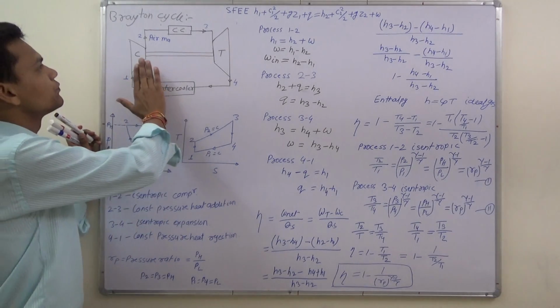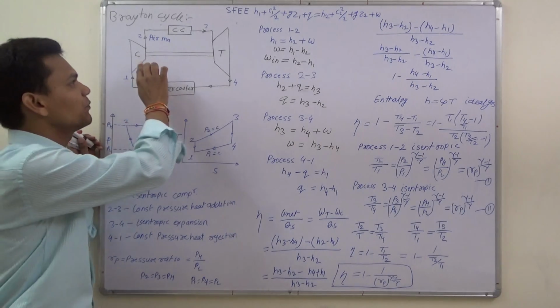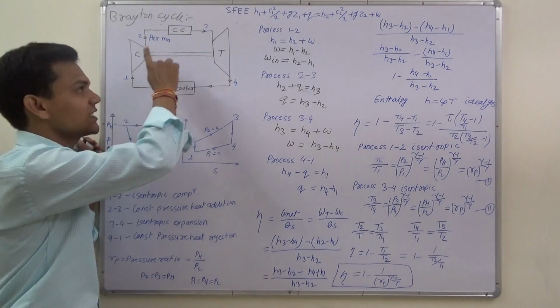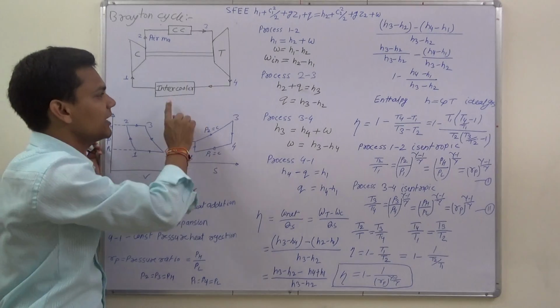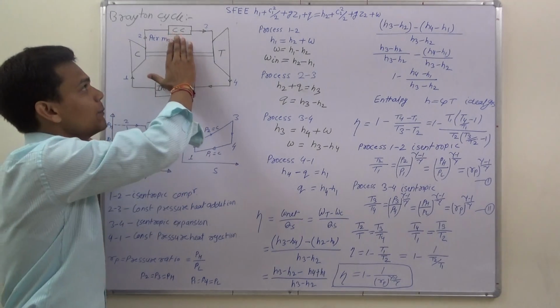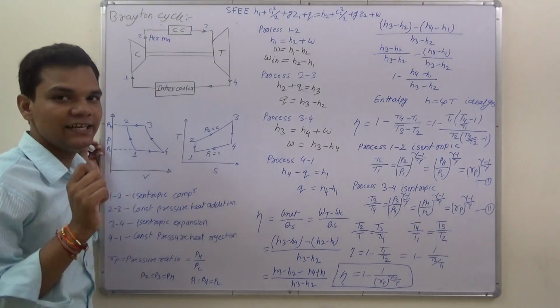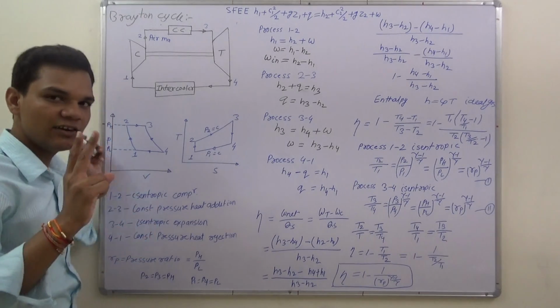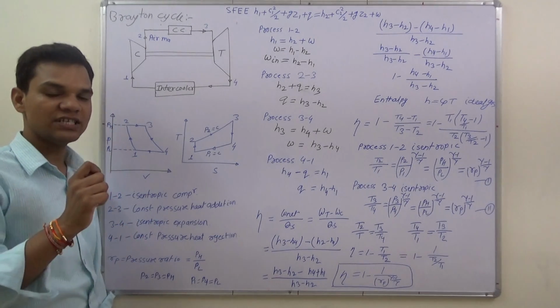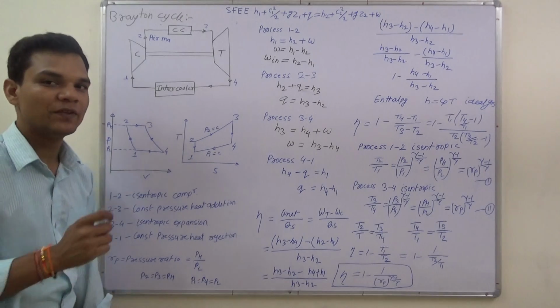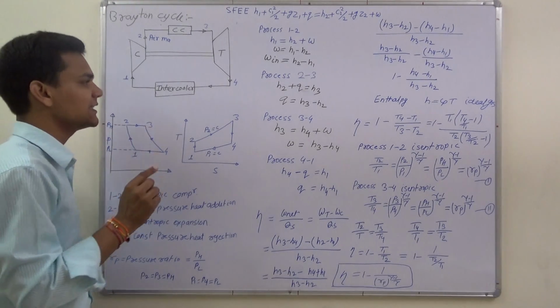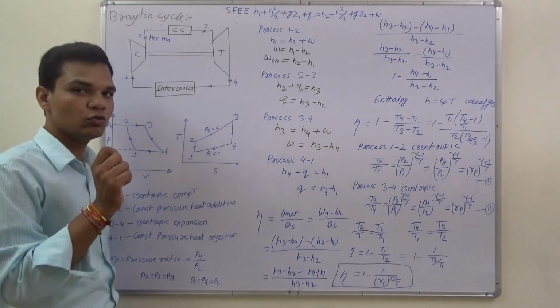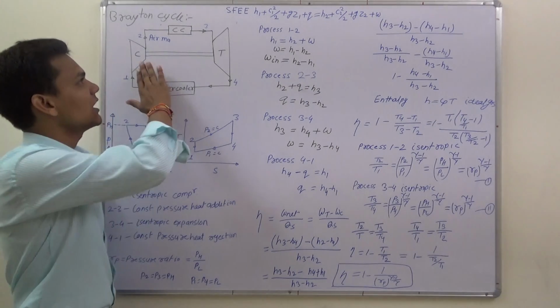Here I draw Brayton cycle: compressor, combustion chamber, turbine, intercooler. Combustion chamber is also known as heat exchanger because there are two types of Brayton cycle. First one is open Brayton cycle and the second one is closed Brayton cycle. If our cycle is closed Brayton cycle, then we use compressor.